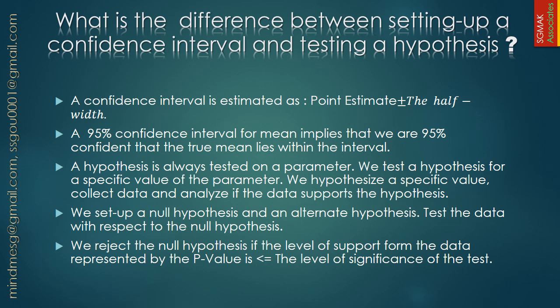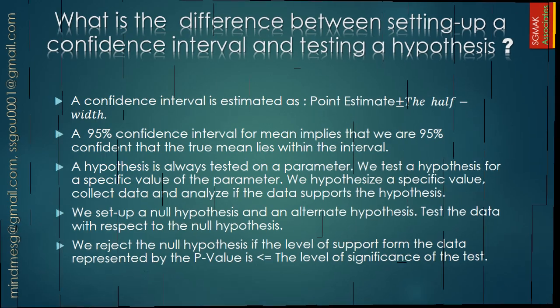P-value is a very important concept, and anytime you test hypothesis using a software, you get a p-value, and the decision rule is always the same. Ahead of time you select a level of significance for the test, and if p-value happens to be less than or equal to the level of significance of the test, then you reject the null hypothesis. You say you don't have enough support from the data for the null hypothesis, so reject it and accept the alternate.